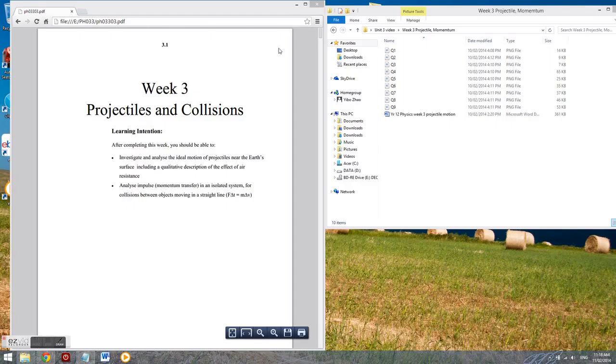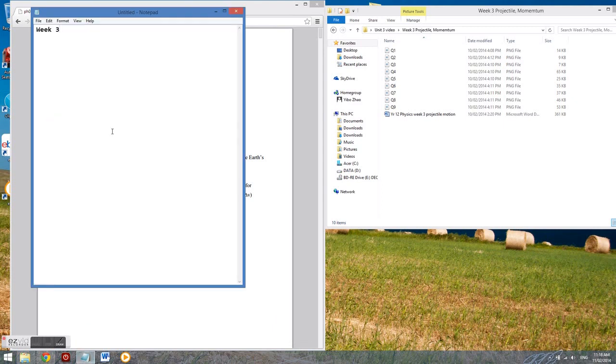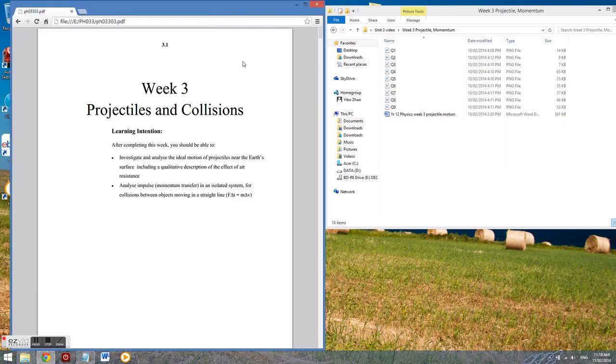Okay, now let's start with week 3. Just write down week 3. Now let's go to your page 3.1. What we're going to do is projectiles, motion, and collisions. Separate them up; we're going to do projectiles first.